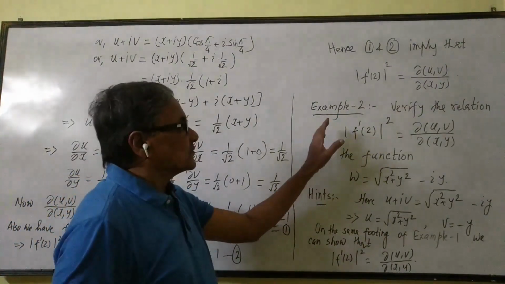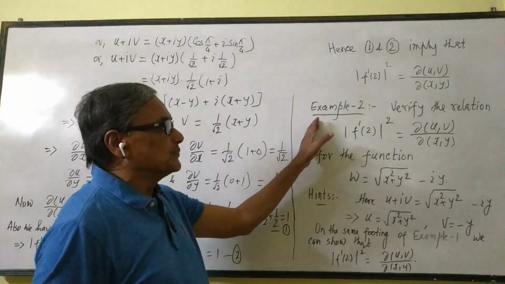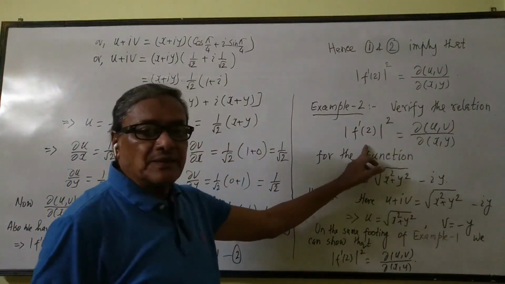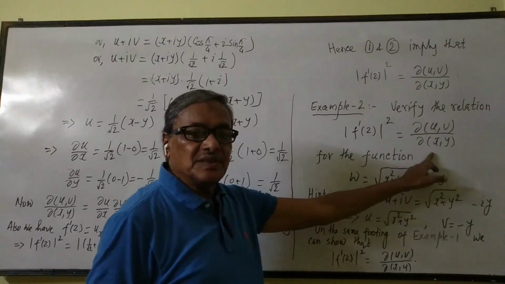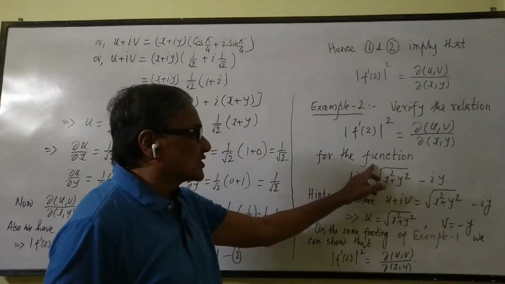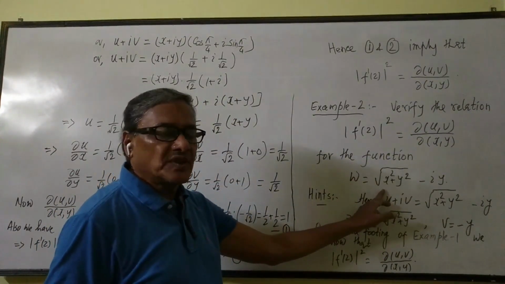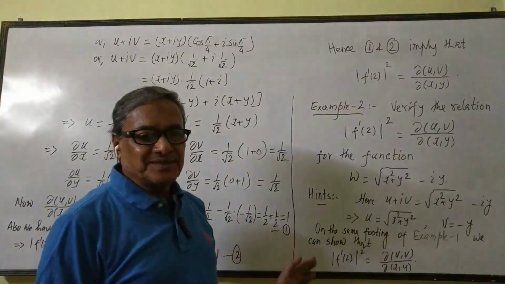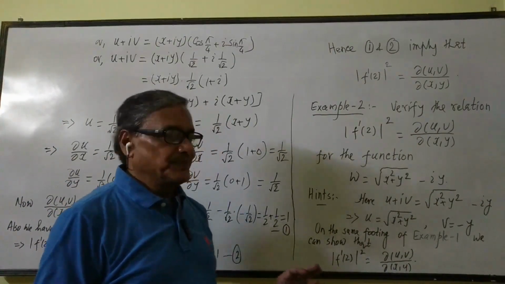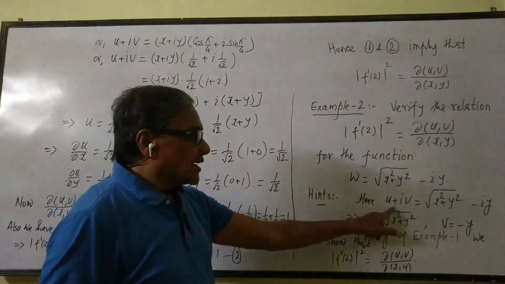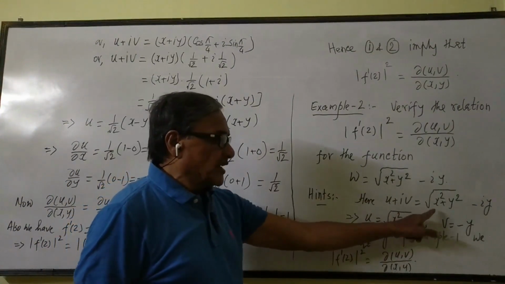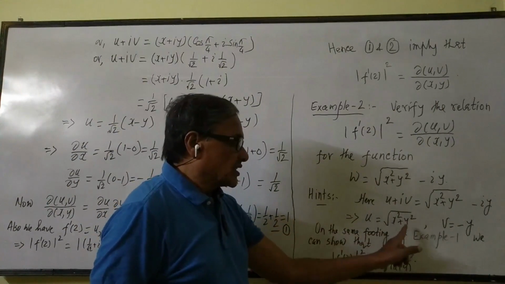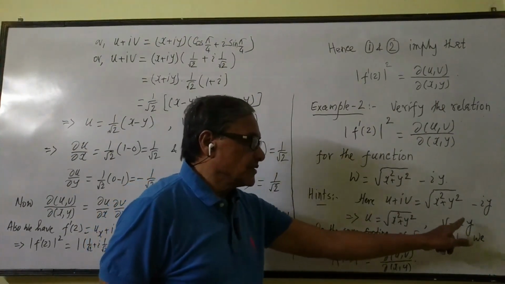Now we are going to discuss the second example, example number 2. Here the question is: verify the relation mod f dash z square equal to del u v upon del x y for the function w equal to root over x square plus y square minus iy. Now we will give just hints, and this part you will have to do. Here w is u plus iv, which is root over x square plus y square minus iy. So u is root over x square plus y square, v is minus y.